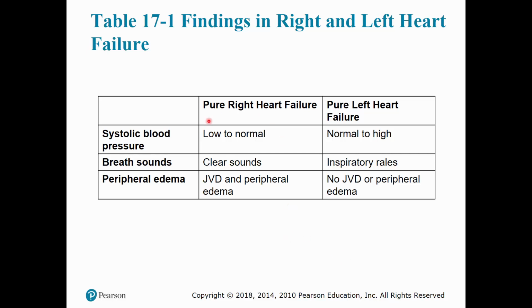So with a patient with pure right heart failure, as you can see in table 17-1, their blood pressure will be somewhat normal. Breath sounds will be normal, but they'll have some JVD and peripheral edema. Whereas those with left-sided heart failure, their blood pressure may be a little on the high side. They'll have rales, or that wet sound to their lungs in the upper lungs, but there will be no JVD or peripheral edema.